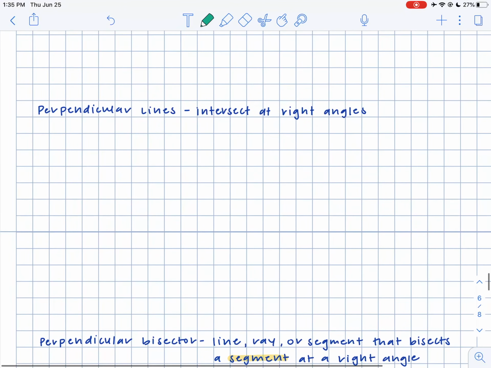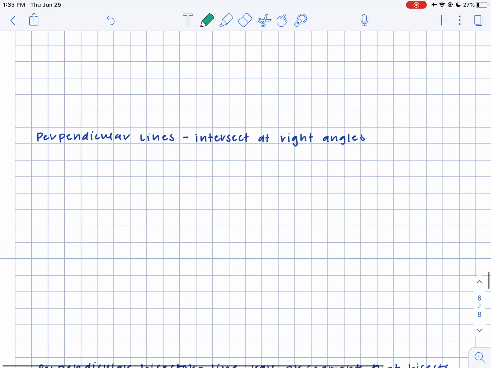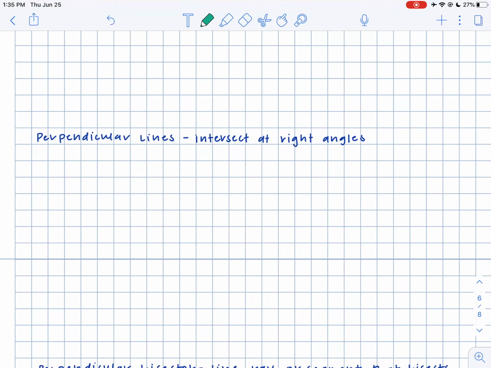Okay? So now let's get into perpendicular lines. So perpendicular lines, an important thing to notice is that they intersect at right angles. Again, what are right angles? These are angles that are 90 degrees, no more, no less. So what would they look like? They would look like this. Remember, right angles can be represented by a square. And since these two lines are perpendicular, all 4 angles would be right angles.